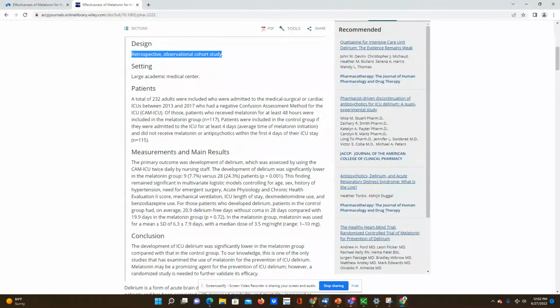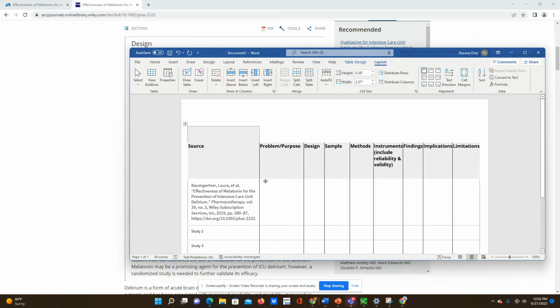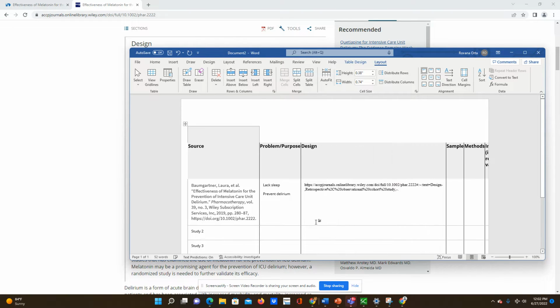So if I go back to my literature review matrix, which I'm going to put back here, the problem is that my patients have disturbances of sleep in the ICU. So they have a lack of sleep, and the purpose was to prevent delirium in the ICU. And the design was a retrospective cohort study.